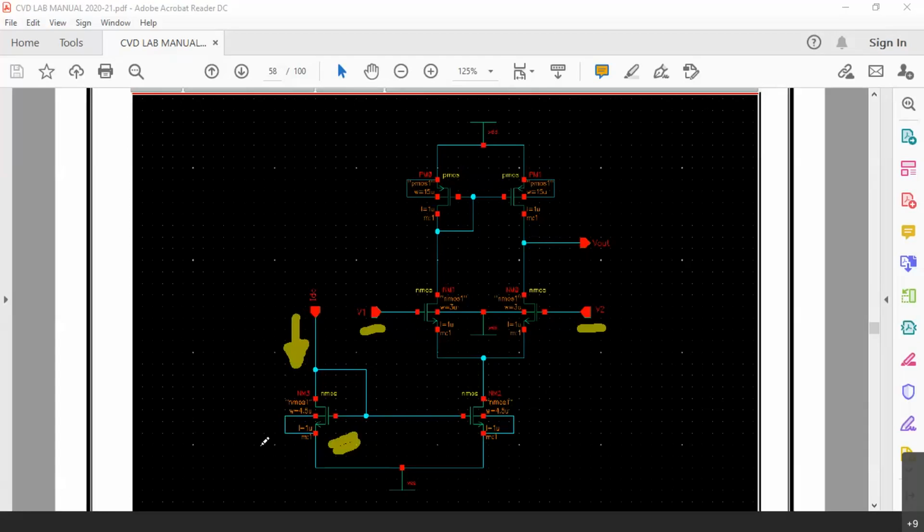Now when all other things are common to both of these devices, then if VGS is also common, as the gate is shorted, whatever is the current flowing here, that will be the same current here. That means whatever IDC we give, we are forcing the right side NMOS to carry only that much current.